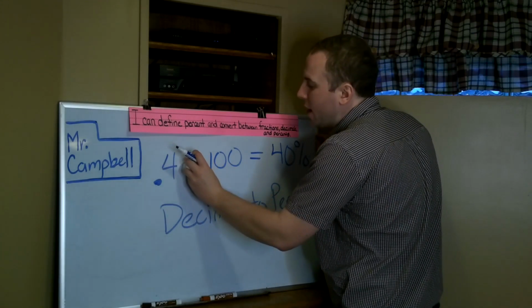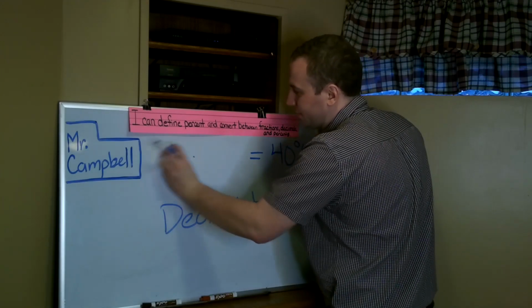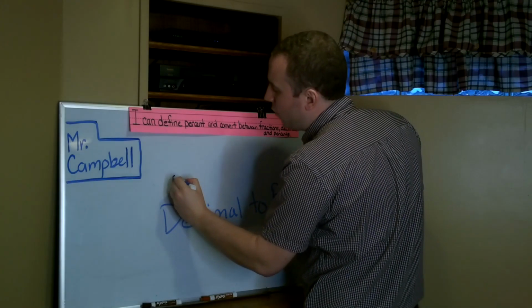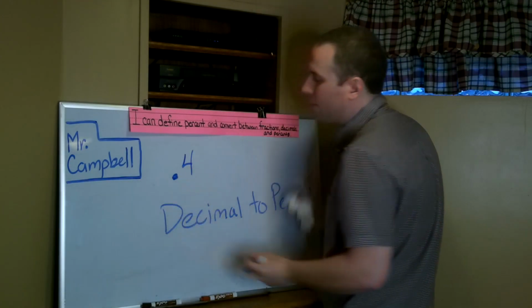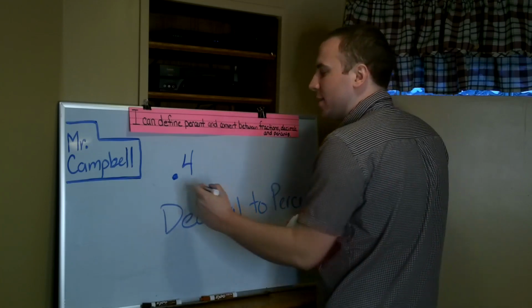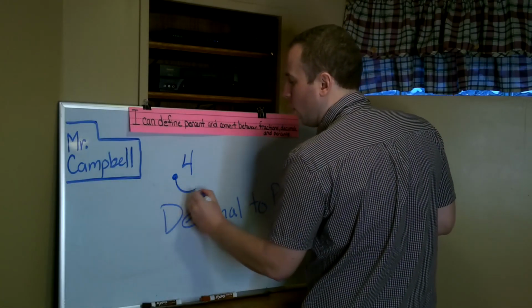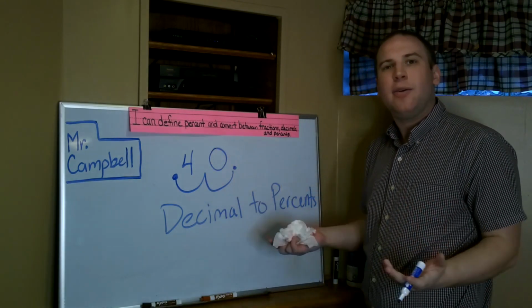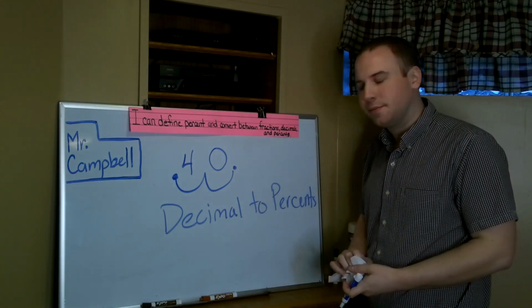The other way we could look at this is we could just take the decimal point and move it to the right twice when converting. So we go 1, 2. And we put a 0 there. So again, it would be 40%.